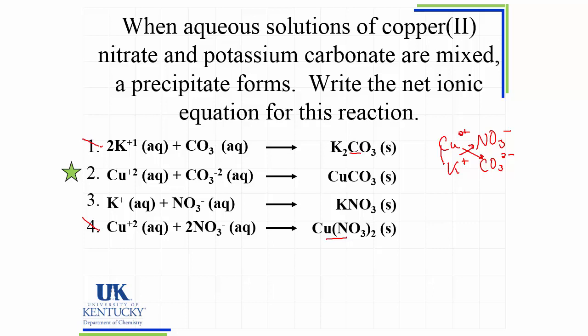So when I look at my options of copper carbonate or potassium nitrate, what I see is that potassium nitrate is soluble. It would not be solid. It would be aqueous. Therefore, it's not going to form a precipitate, and it's not going to have any change between the left and the right side of the reaction. And so what I would find is that my K plus and my NO3 minus are actually my spectator ions, and the only possible product I have here is the copper carbonate. And I see I go from copper 2 plus, carbonate 2 minus, to copper carbonate.